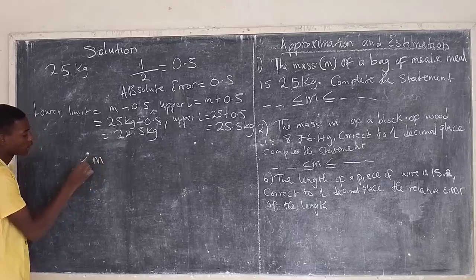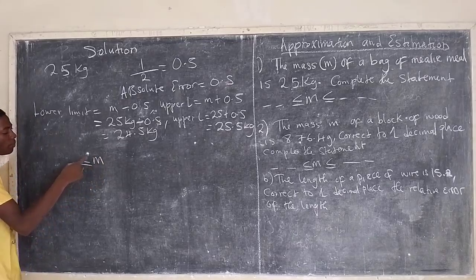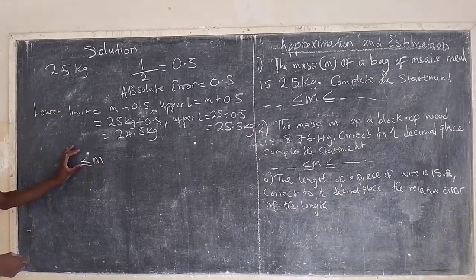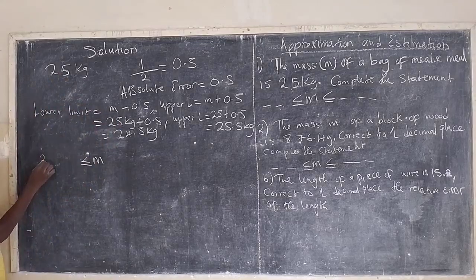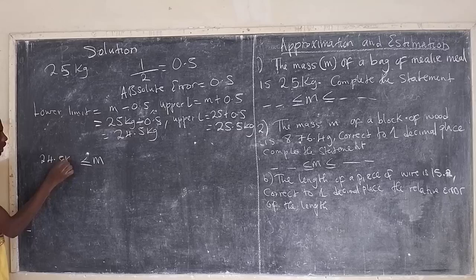So we are going to now fill in. Here we have mass m should be greater than or equal to the lower limit and less than or equal to the upper limit. So the one that is less than or equal to m is this. On the first part, you are going to put 24.5 kg.